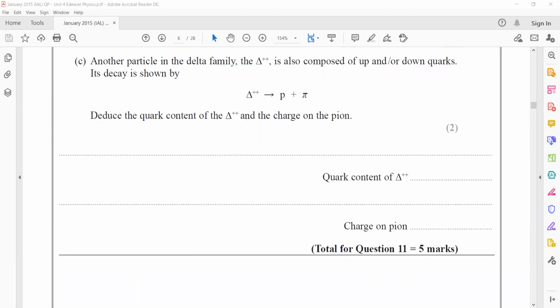So how can we work out the quark composition for delta plus plus and the charge? To work out the charge, it's an easy thing. Why is it simple? Because you already know there is one proton. Charge should be conserved, so this should also be plus. So we identify that the charge should be plus. Now what about the quark composition?